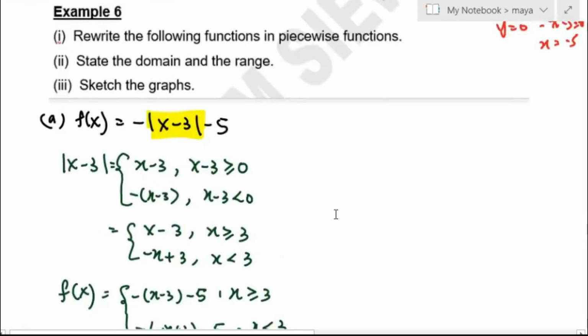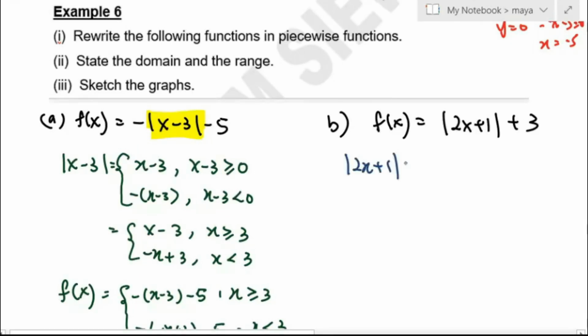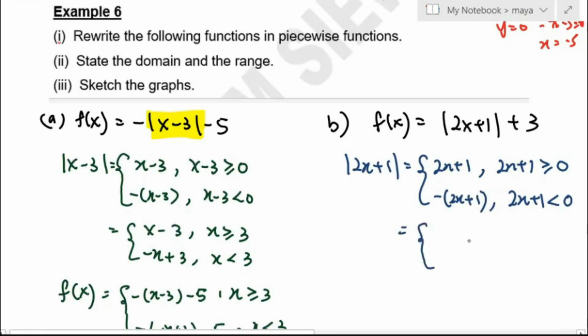So for example B, our function is equal to modulus 2x plus 1. Firstly, write our modulus in piecewise. When 2x plus 1 is greater than or equal to 0, it will become a positive sign. When 2x plus 1 is negative, the whole expression will be multiplied by negative. So when we simplify this modulus part, it will be 2x plus 1, and its domain will be x greater than or equal to negative 1 over 2. For this part, it will be negative 2x minus 1, for the domain x less than negative 1 over 2.